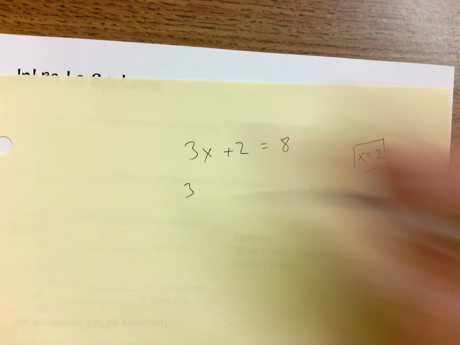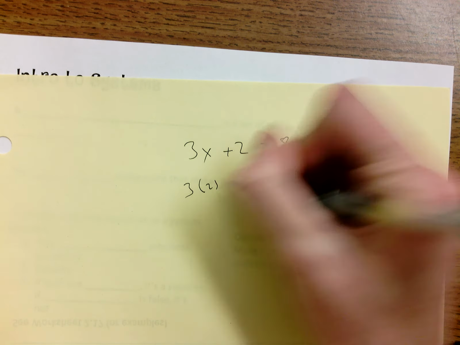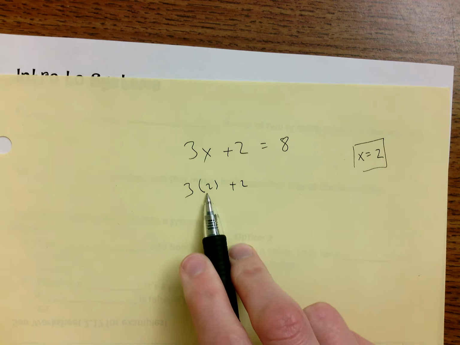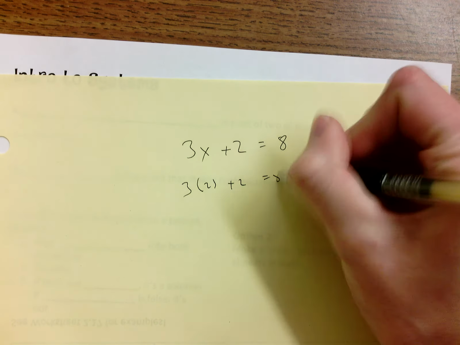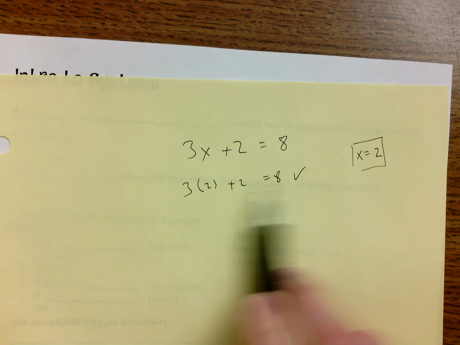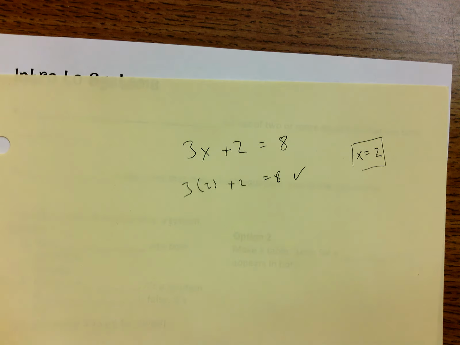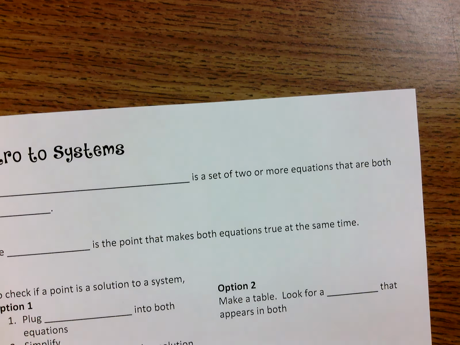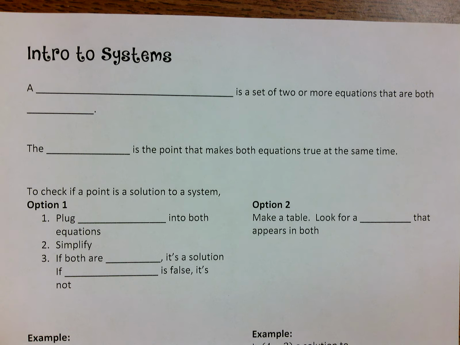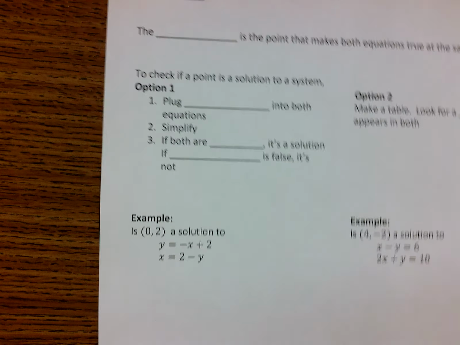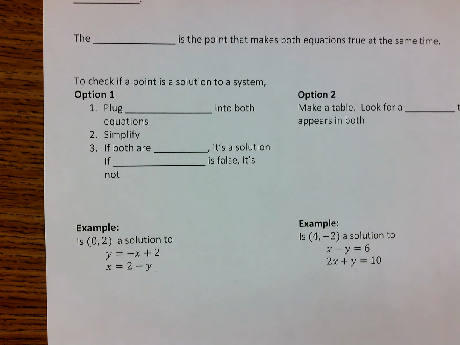When I do 3 times 2 plus 2, well, 3 times 2 is 6. 6 plus 2 is 8. That's the answer that makes this equation true. Okay, so that's what we've done so far with solving. So what we're going to do now is instead of having one equation, we're going to have two equations. So it's going to look something like this or maybe like this. Okay, so we're going to have two equations that are both true at the same time.